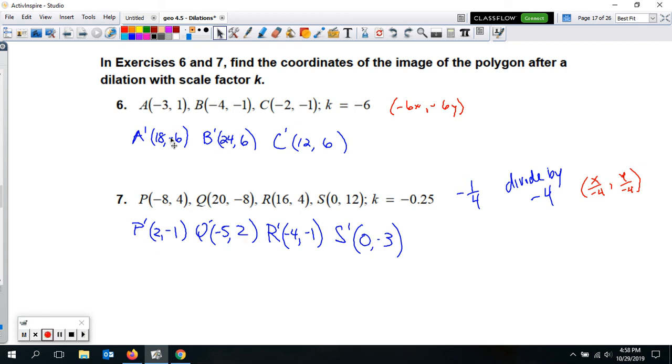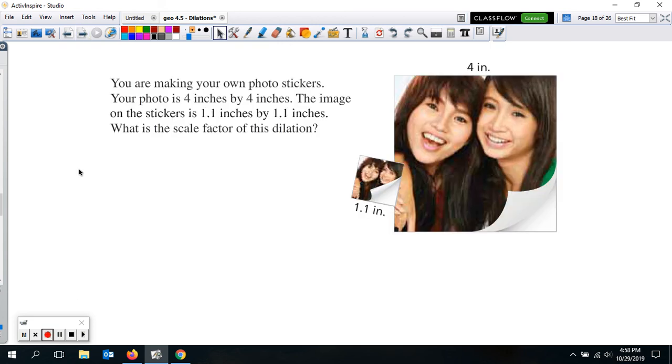All right, let's go on to a couple real-life scenarios now. So this first one is about a photo. We've done this before. Maybe you wanted to enlarge a photo, make it bigger, or you could even try to make it smaller as well. Sometimes that happens. You take a big picture and you want to make it smaller. So it says you're making your own photo stickers. Okay, so we want to make it smaller then.